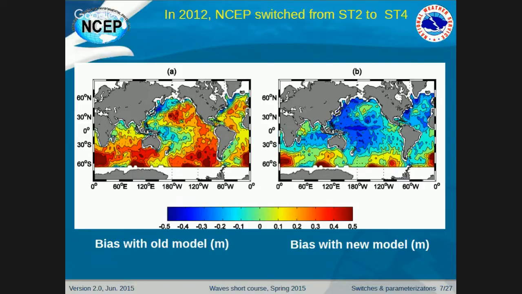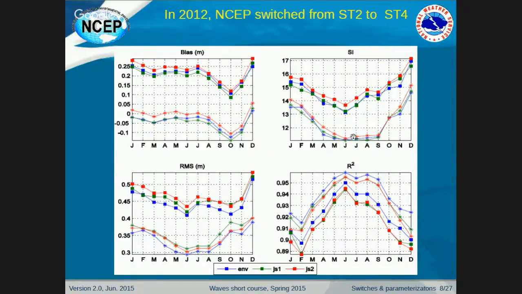Essentially what happened is that Hendrik had tuned the model back in 2000, and they kept the same tuning for 12, 13 years without changing anything. And that's with the new parameterization, that's just the bias. So you actually get a low bias off the East Coast, which we are working on. But overall, it's less big everywhere.